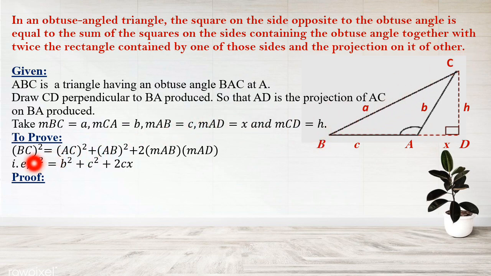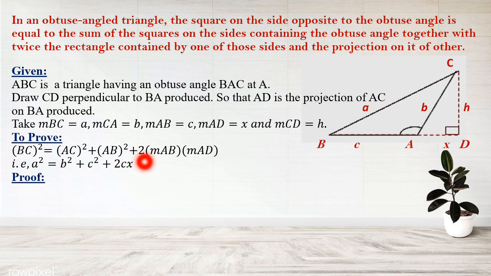The square on the side which is opposite to the obtuse angle is equal to the sum of the squares of the sides that contain the obtuse angle. This side is opposite to the obtuse angle, the square of this side should be equal to the sum of the squares of the sides that contain the obtuse angle. So these two sides are those sides that contain the obtuse angle. So square these two sides, and together with means write the plus sign here.